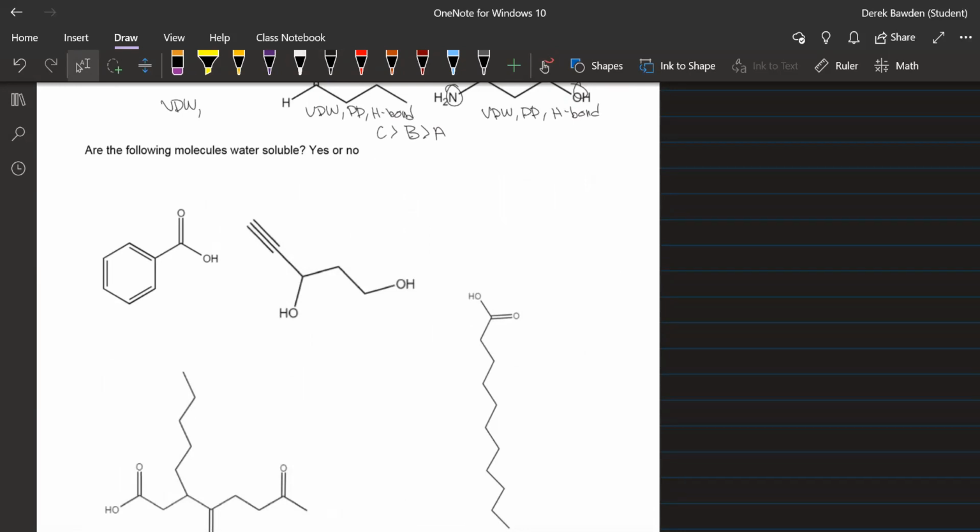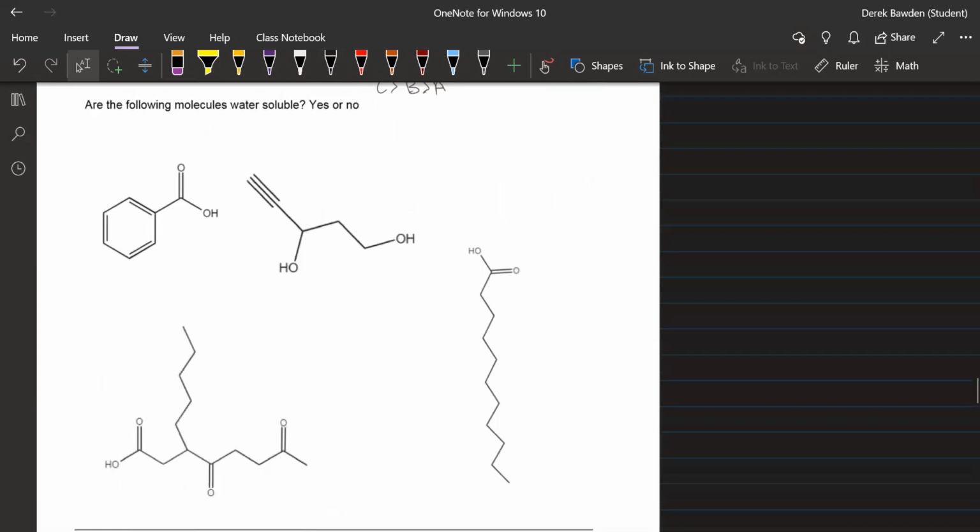So we want to determine if the following molecules will be water soluble. The rule here is you want to look at the number of electronegative elements versus the number of carbons. And the rule is a 5-to-1 ratio. For every one electronegative element, you can have up to 5 carbons. If it goes to a ratio of 1 to 6, this molecule will not be water soluble.